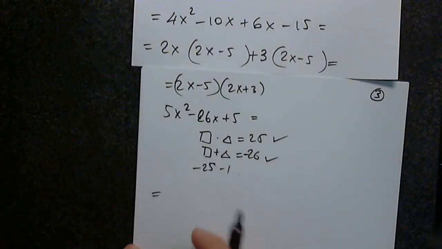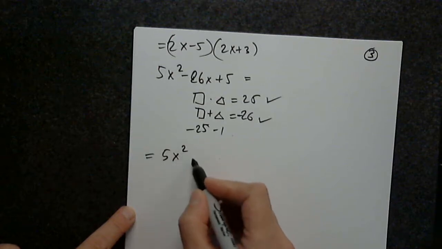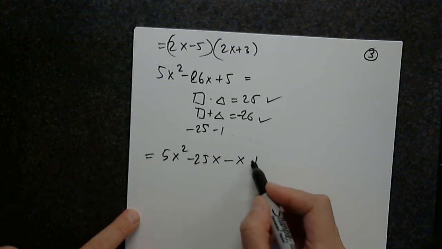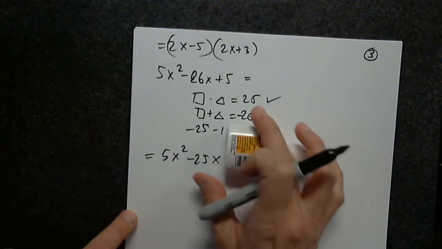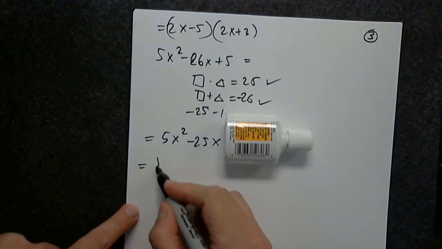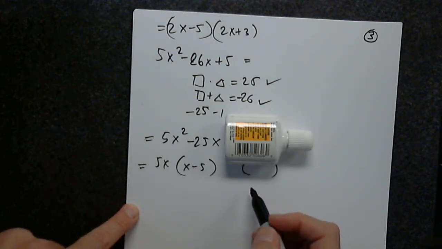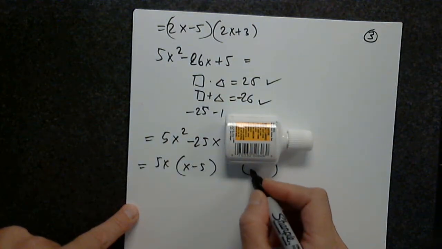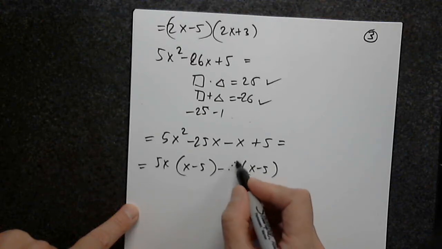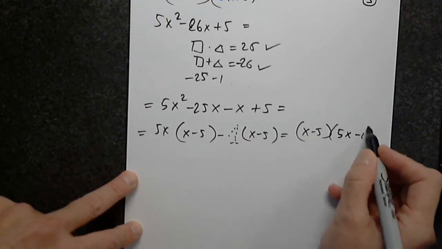Can anyone dictate the next step? 5x squared minus 25x minus 1x plus 5. Perfect. From the first two, in parentheses, x minus 5. I don't look. I will, but not now. Negative 1, x minus 5. And then minus 1. So then it's x minus 5 and 5x minus 1.